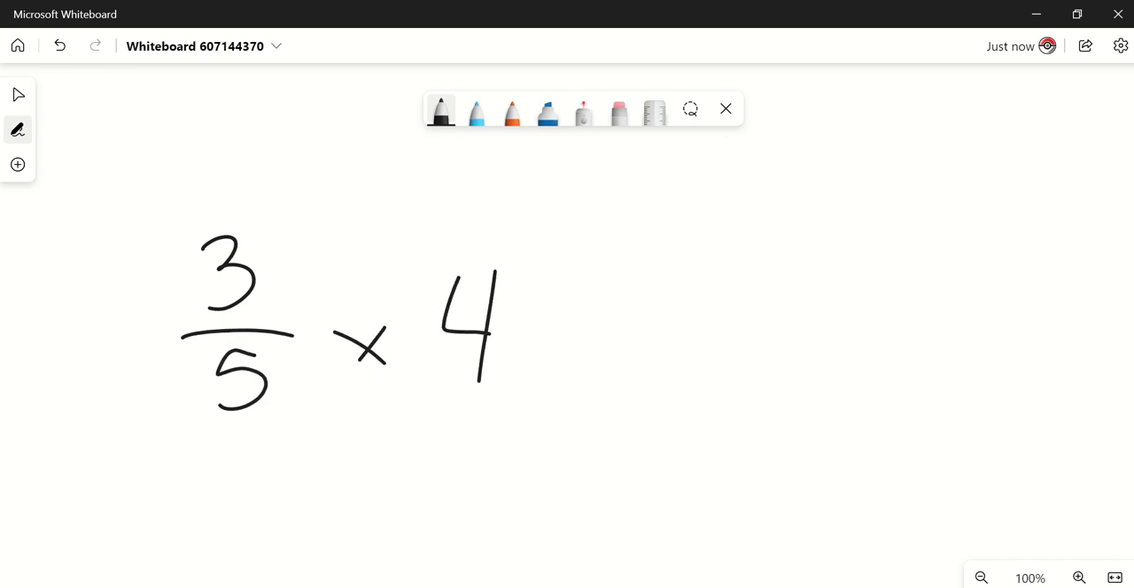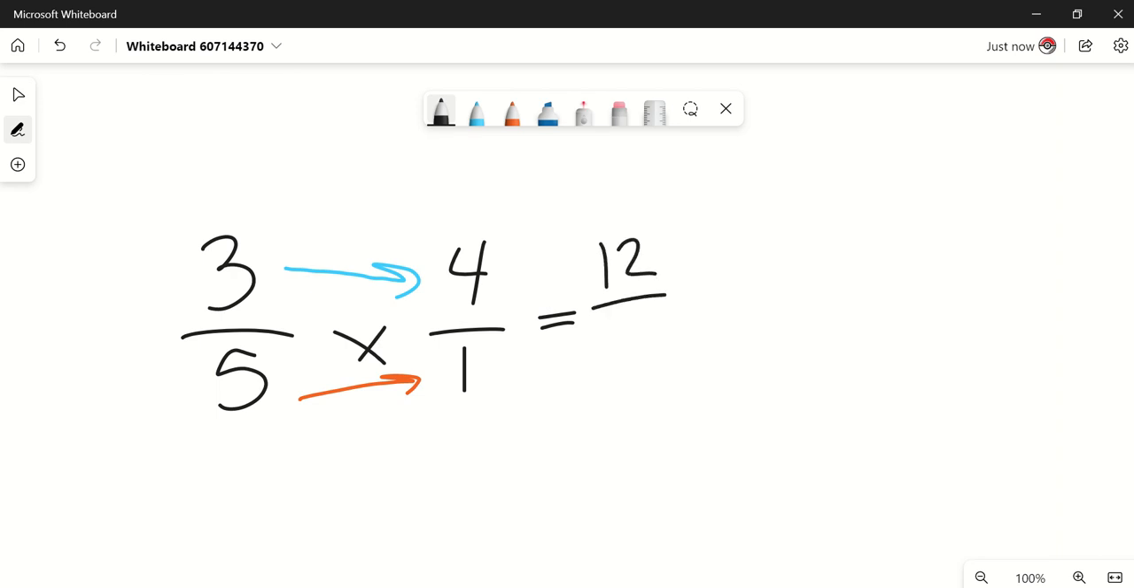My first step is to put 4 over 1. I want my whole number as a fraction because you need to be able to multiply numerator by numerator and denominator by denominator. This will give us a new fraction, which I'm going to tell you right now is going to be an improper fraction. 3 times 4 will equal 12. 5 times 1 will be 5. An improper fraction, again, is when you have a numerator that is larger than your denominator.